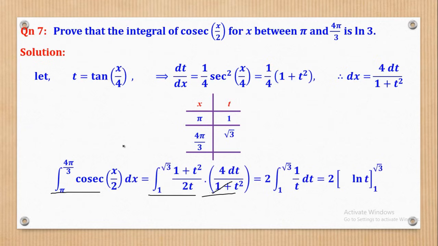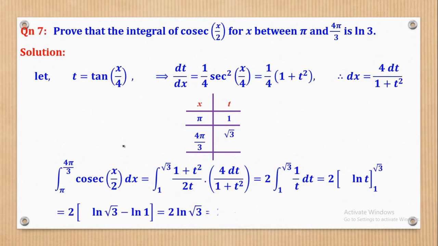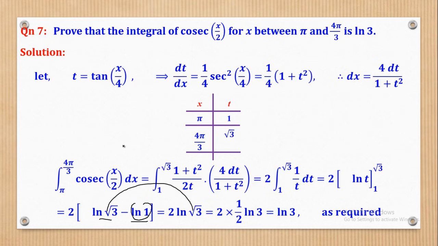And when I simplify, this and this cancel, then this 2 and this 2 remain with 2. That's why I see 2 here. And here you only remain with this t, that's why you see 1 over t there. Then integrating 1 over t gives you ln t, which is there. The next step is to substitute the limits, beginning with the upper limit, followed by the lower limit. But ln 1 is equal to 0, so we'll only remain with 2 ln root 3.